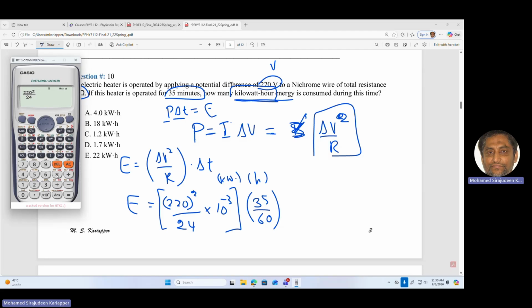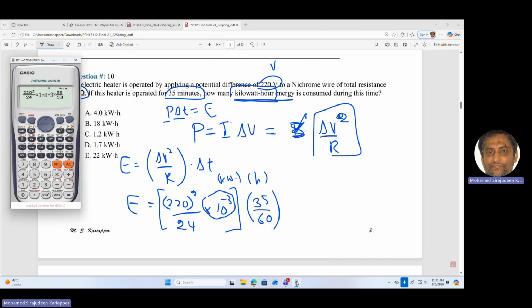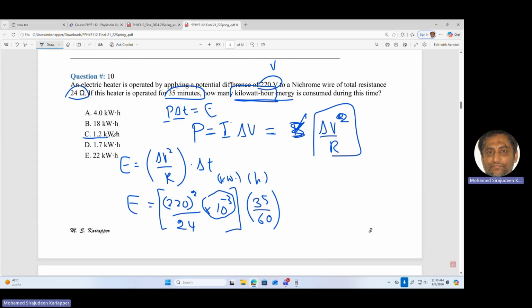Okay, first I have to put the multiplication. I'll put 1 exponent minus 3. So multiply by, I will use the fraction again, 35 divided by 60. That's it. Exactly what is there. I will do the same thing. Now here you have to be careful for this 10 to the minus 3. In the calculator, you cannot just get the 10 to the minus 3. So I have to use 1 x minus 3 equal. So the answer is C.